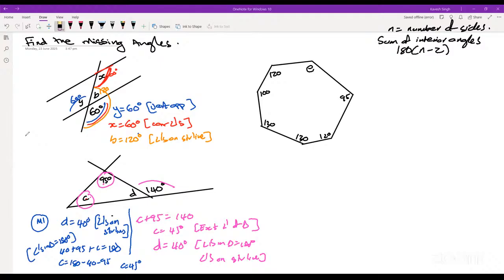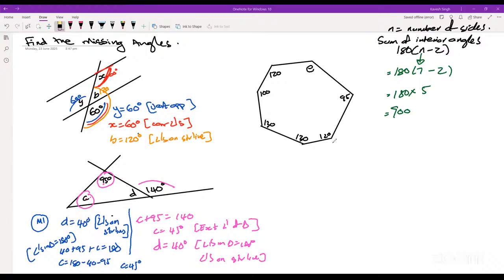Okay, next one. If I want to find e, I've got to use the formula 180 times n minus 2. Let's count the sides: 1, 2, 3, 4, 5, 6, 7 sides. So that means n will be equal to 7. 7 minus 2 is 5. We take 180 and multiply it by 5. 180 times 5 is 900. That means that all of these angles add up to 900.